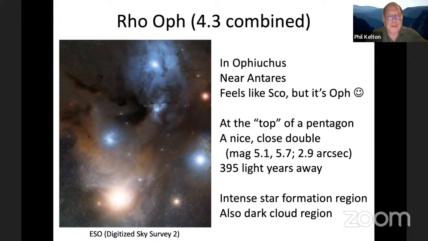I've also looked at this with my camera in the city, and you can get a nice image of the 5 stars in this pentagon, which stand out in a good sky. Rho Ophiuchi, which feels like it's in Scorpius but is really in Ophiuchus, is easy to spot.